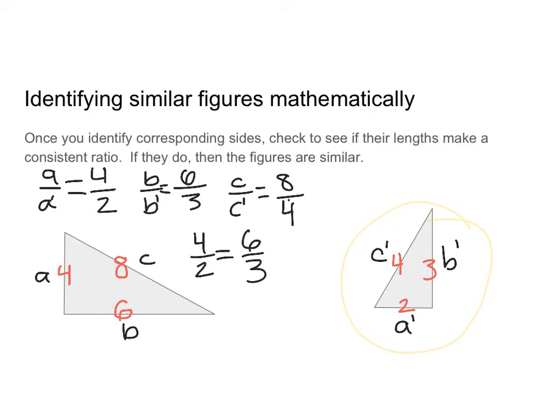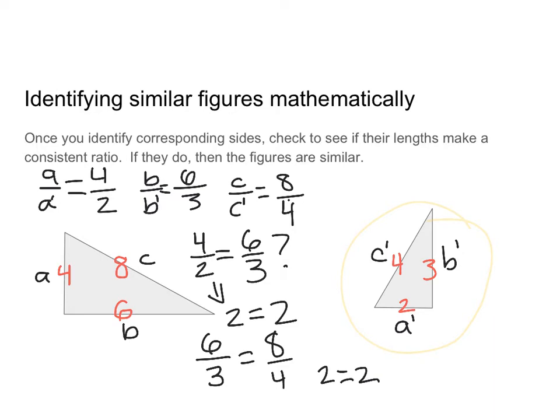So what we want to know is, does 4 halves equal 6 thirds? And yes, because they are both equivalent to 2. And 2 is equal to 2. And we can do the same thing with the other pair. So is 6 thirds equal to 8 fourths? Yes, because they are both equal to 2. So we can say yes, they are similar.